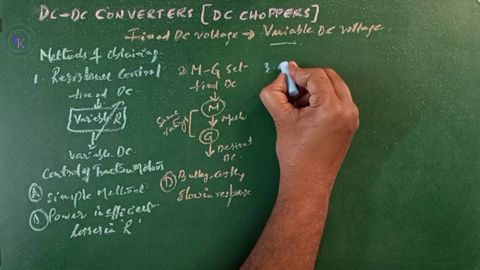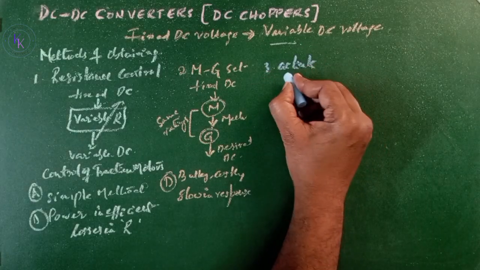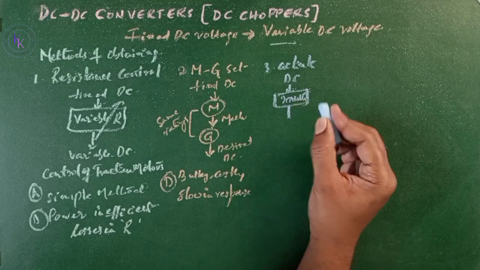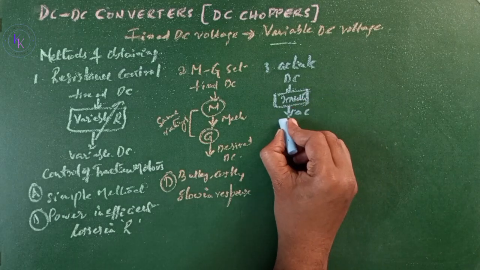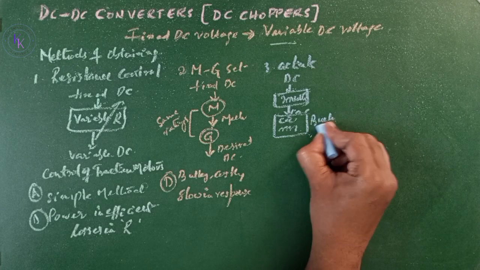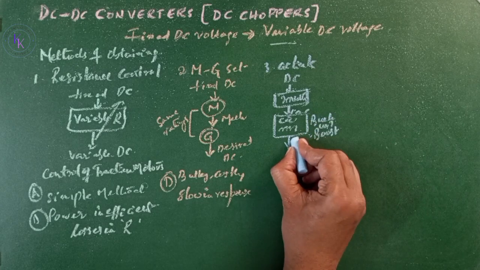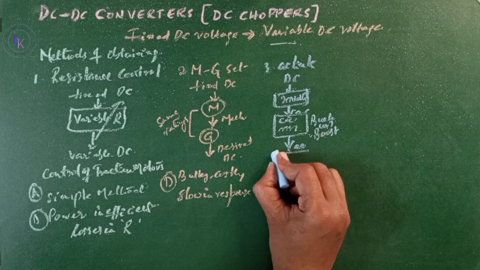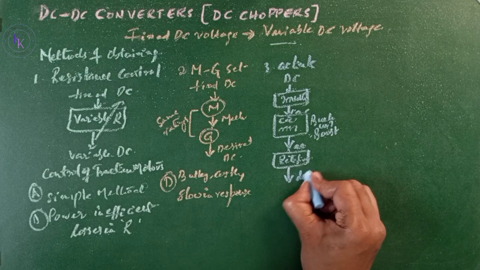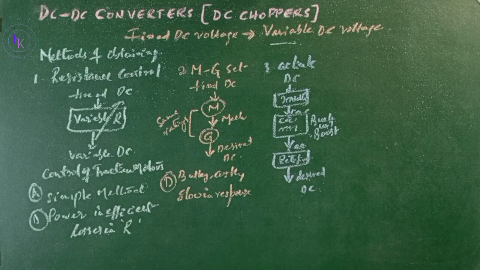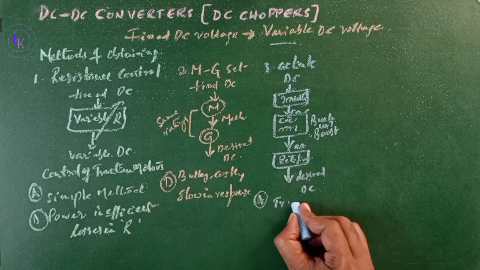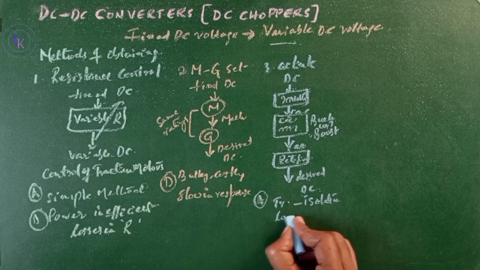Third method, AC link. In this, DC input is given to an inverter and the output of the inverter is AC. This is given to a transformer. It may be a buck or boost, and then this AC is again given to a converter from which you are going to get desired or variable DC. The only advantage of this method is that the transformer provides isolation between load and source.